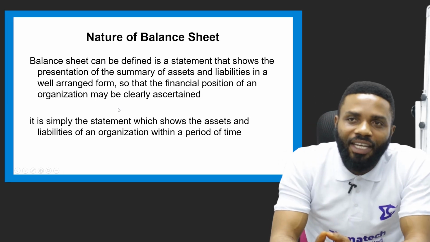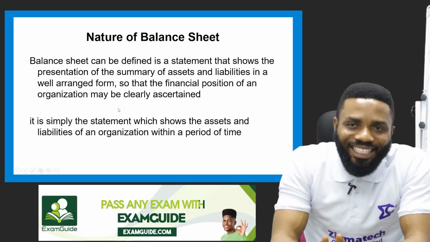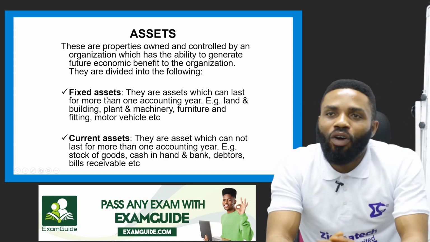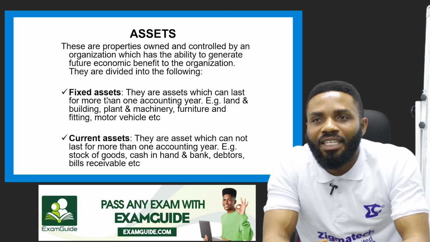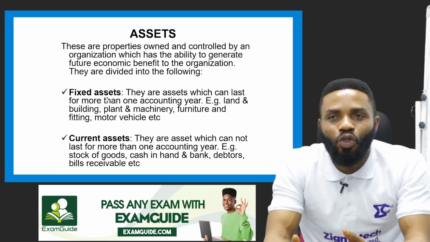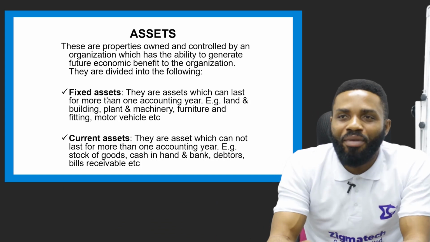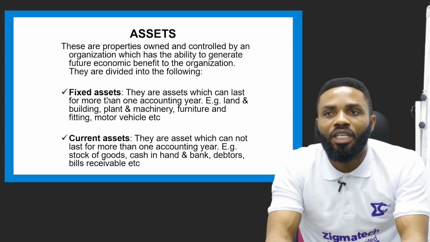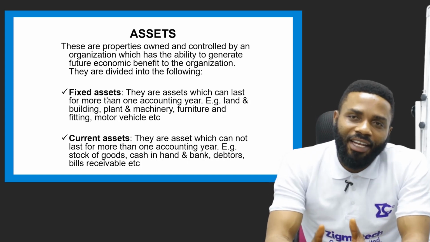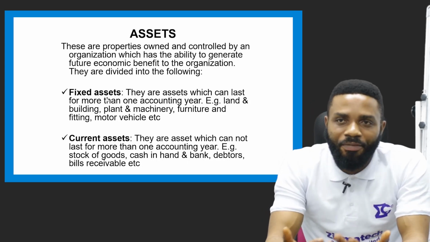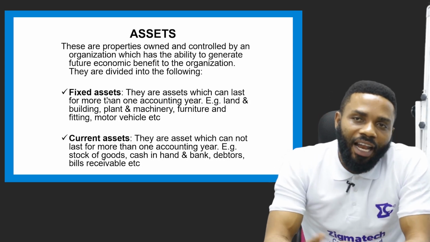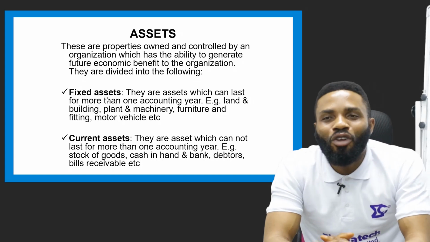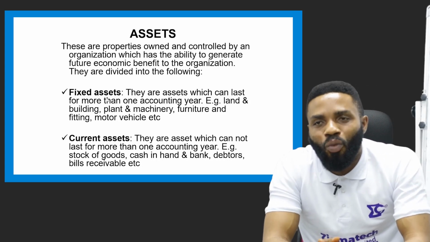I have explained, it talks about what? Assets and what? Liabilities. We will also take a glance at what an asset is. We said an asset is a property that is owned and controlled by an organization that has the ability to generate economic benefit or future benefit to the organization. They are divided into fixed and current. We said fixed assets are assets that can last for more than 1 year, and current assets are assets that may not last for more than 1 year.